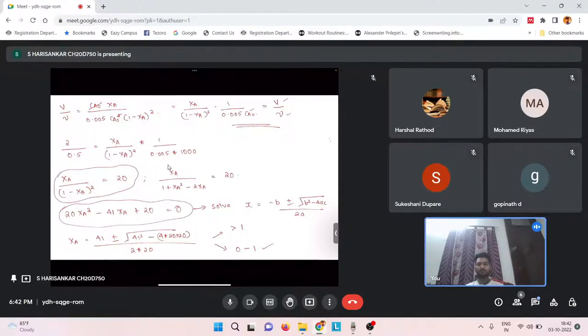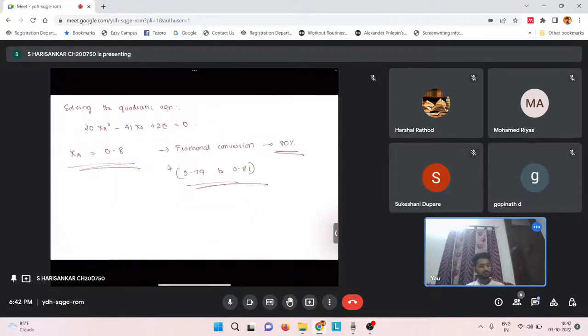Now all we have to do is just solve for this quadratic equation and we'll get one value which is a value that makes sense for conversion. So the value that makes sense means it will lie between 0 and 1, and that value is 0.8. Okay, is this clear?